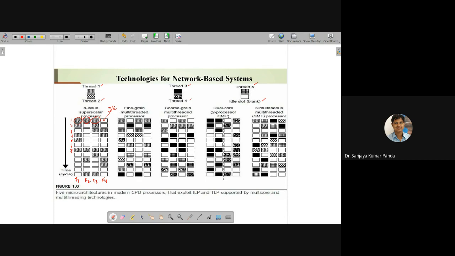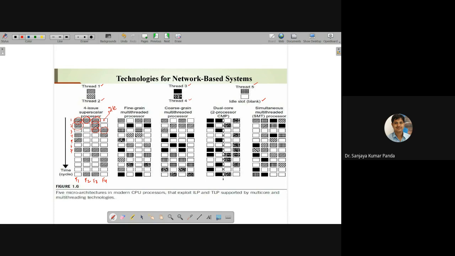So you can see at clock cycle 1, we are executing thread 1 in 3 different functional units. But in the next clock cycle, the requirement is for 2 functional units. So the same thread is executing here with 2 functional units. Even if you go for the third clock cycle, we are taking these 2 functional units and the rest 2 functional units are completely idle.